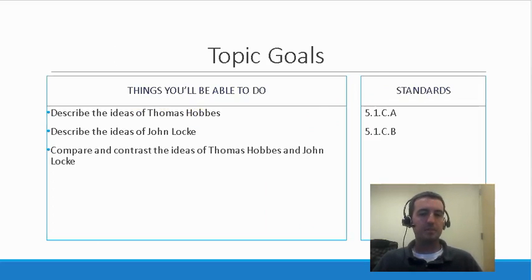So the topic goals. These are things that you'd be able to do at the end of the lesson. Not things you necessarily have to do, but just things that when the lesson was over you'd be able to do if you did well in the lesson. You'd be able to describe the ideas of Thomas Hobbes. You'd be able to describe the ideas of John Locke, so the things that they thought about people and government. And you'd be able to compare and contrast the ideas of Thomas Hobbes and John Locke. That's a fancy way of saying you'd be able to say how they're the same, and more importantly, how they're different.